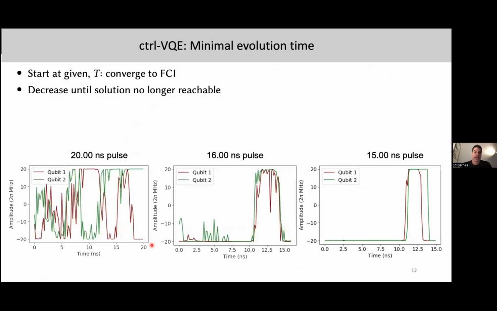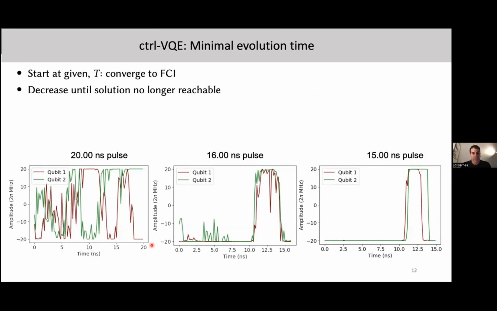Now, an interesting thing that happens: in this algorithm, we fix the total duration of the pulse and optimize, and then we subdivide each of the pulses to introduce variational parameters and optimize those parameters, and so on, until we get a good approximation to the target state. This total pulse time is kind of like a meta parameter. It's something that we set up front.